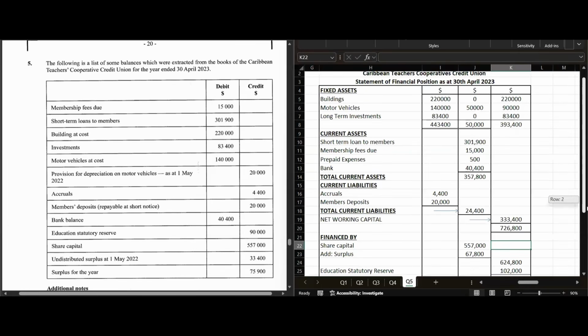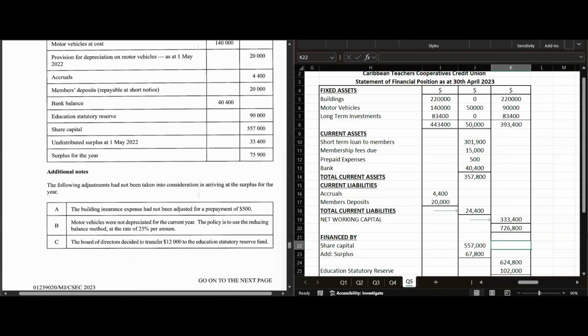That now finally brings us to the end of this examination, June 2023.